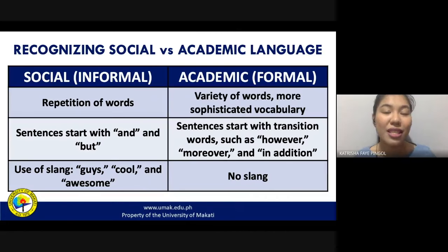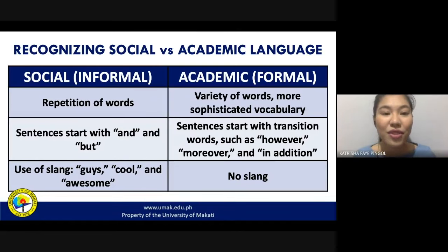You can use phrases to refer to that particular word. Another thing, in social or informal language, whenever we are using it, more often than not, our sentences would start with "and" or "but," especially when we try to transition from one idea to another. However, in academic or formal language, sentences start with more sophisticated transition words.